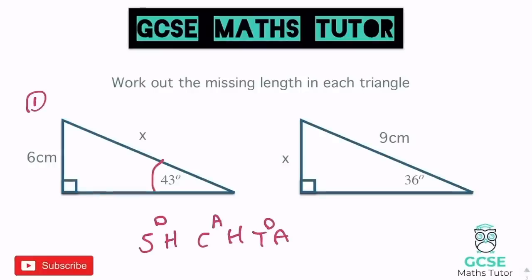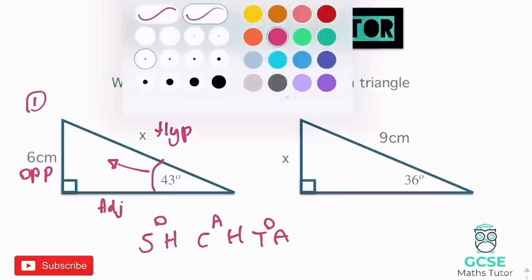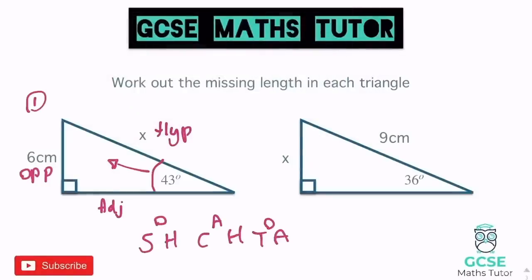So the first thing I need to do is I need to label this triangle to see what sides we've got. So opposite the angle that we're using, that's called the opposite. The longest side, which is opposite the right angle, is always called the hypotenuse. And the final side there is called the adjacent. Now there's one of the sides here I don't need to be thinking about. I need to use the opposite. I'm looking for the hypotenuse, so I don't need the adjacent.